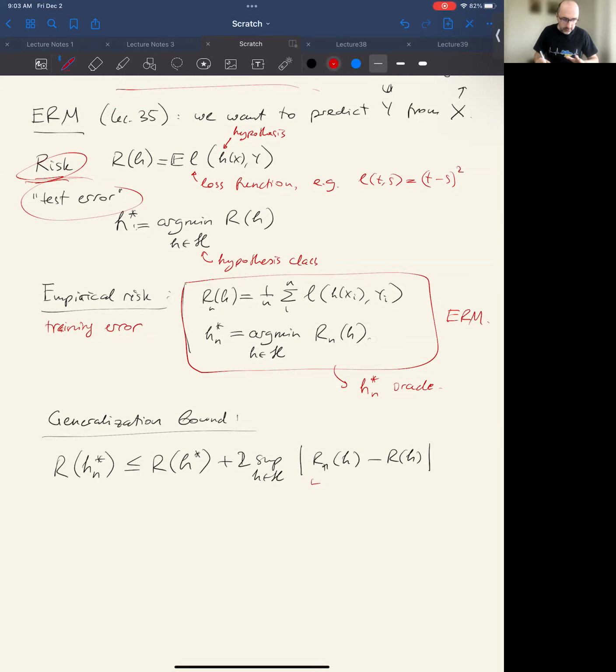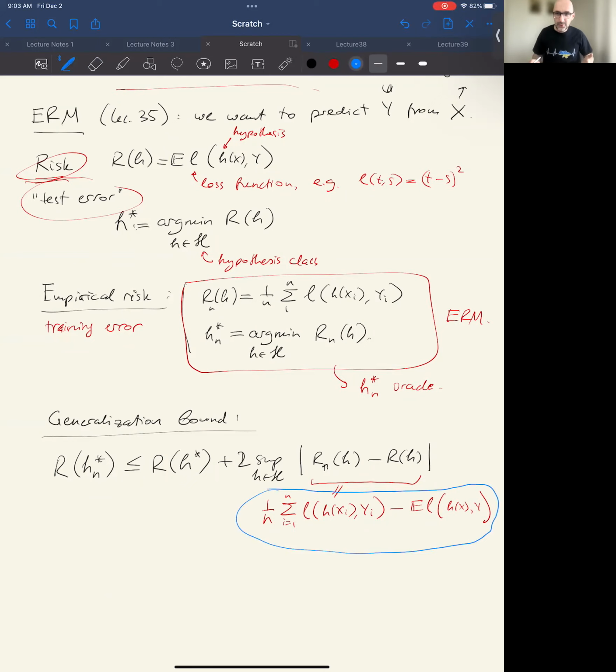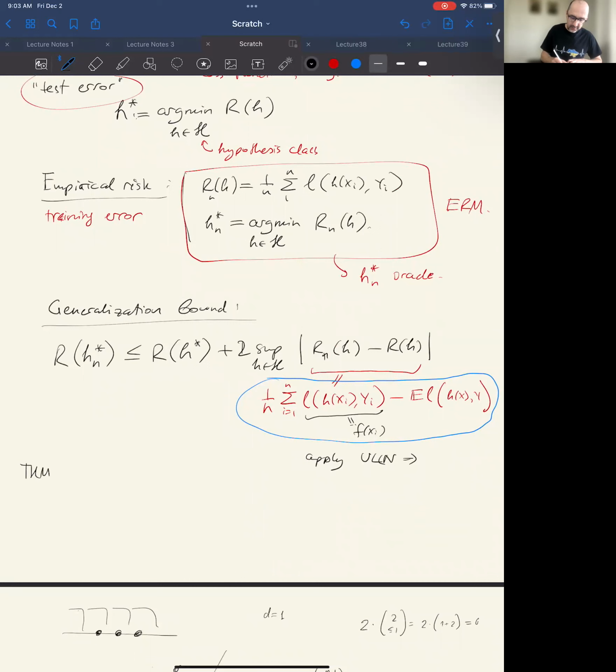So this was Rn of H. What's Rn of H? Let's write this down: 1 over n, sum from 1 to n, of the loss of yi, minus the expected value of L, H of x, y. I'm literally rewriting the definitions here. And when you look at this, that thing is just the uniform law of large numbers. It's exactly what we did in the uniform law of large numbers. So we can apply this. We can call this thing f of xi, let's say. Apply the uniform law of large numbers, and we get the theorem.